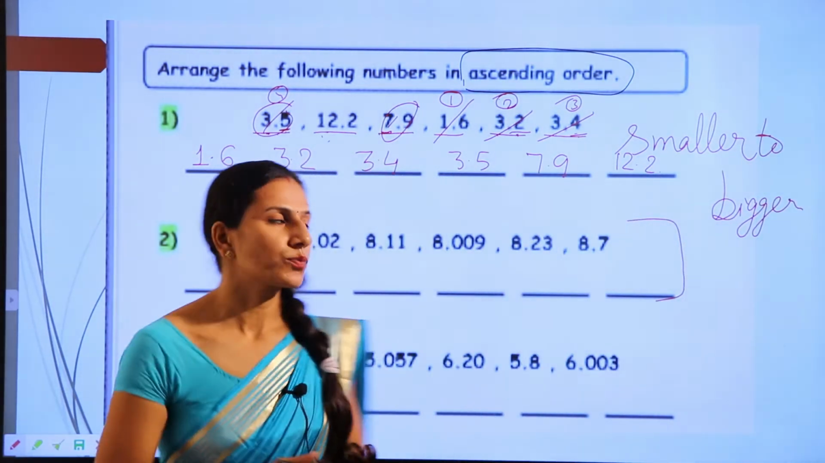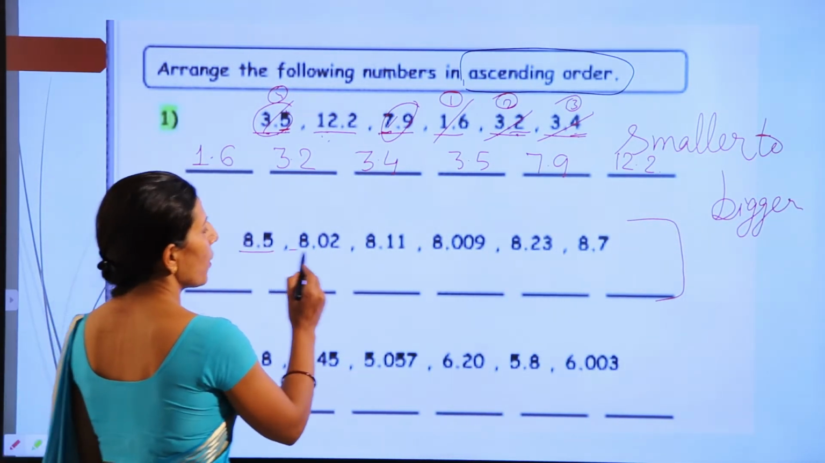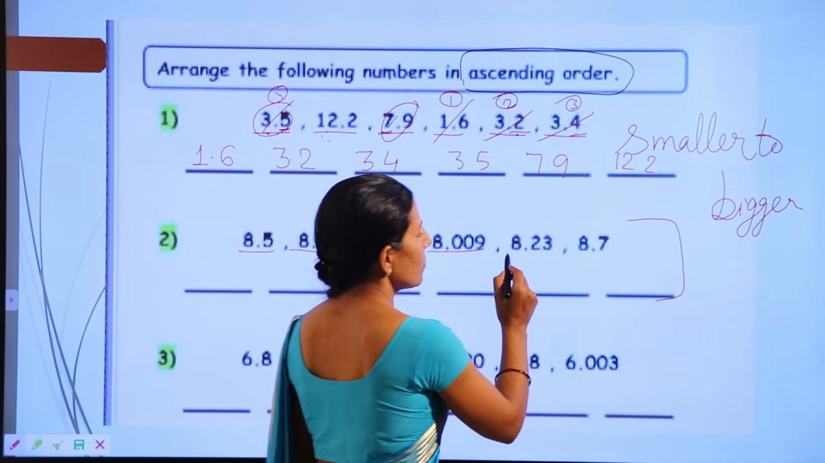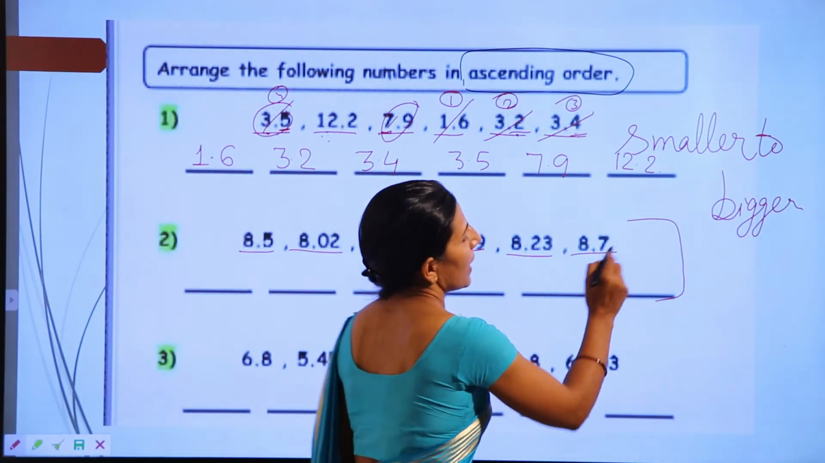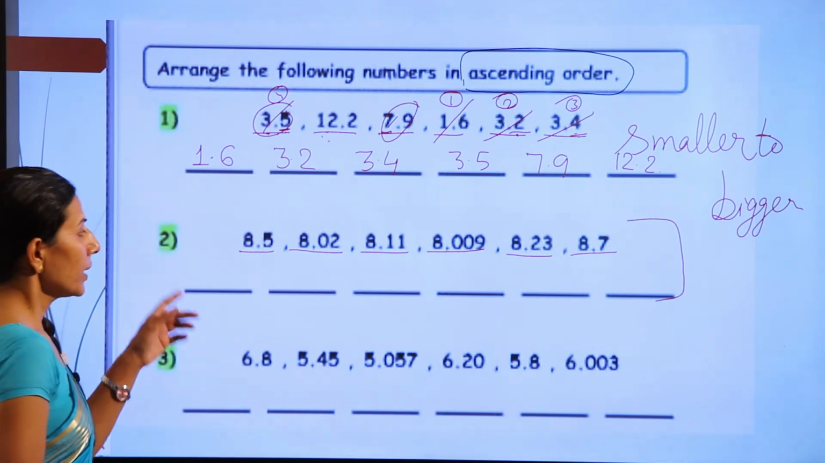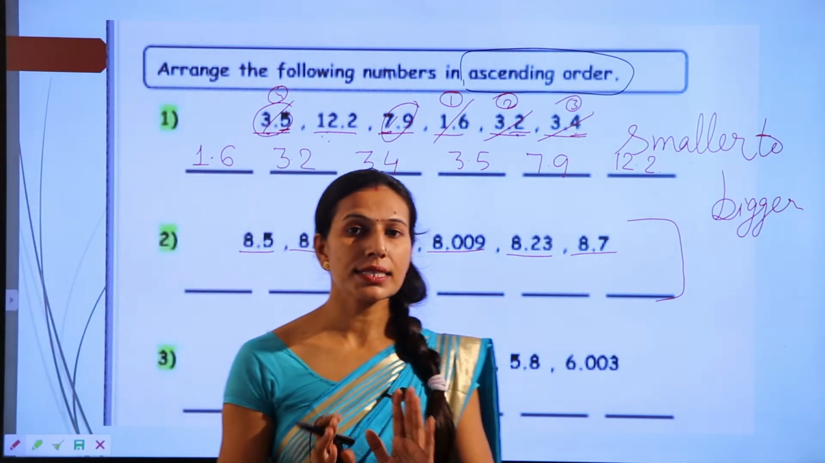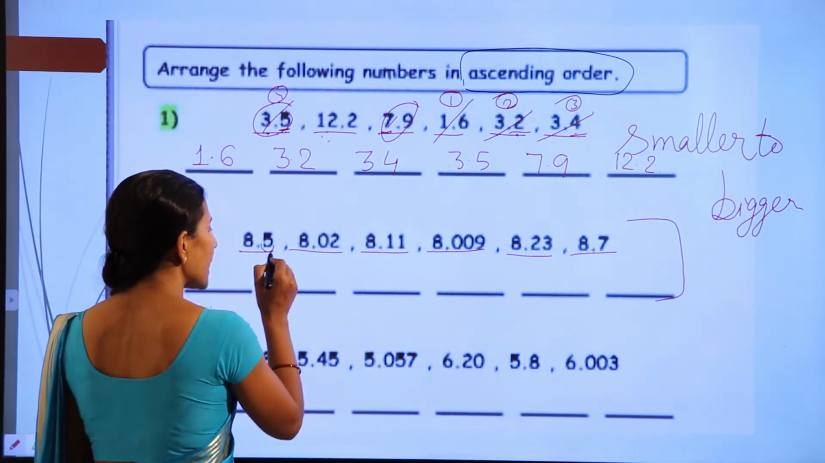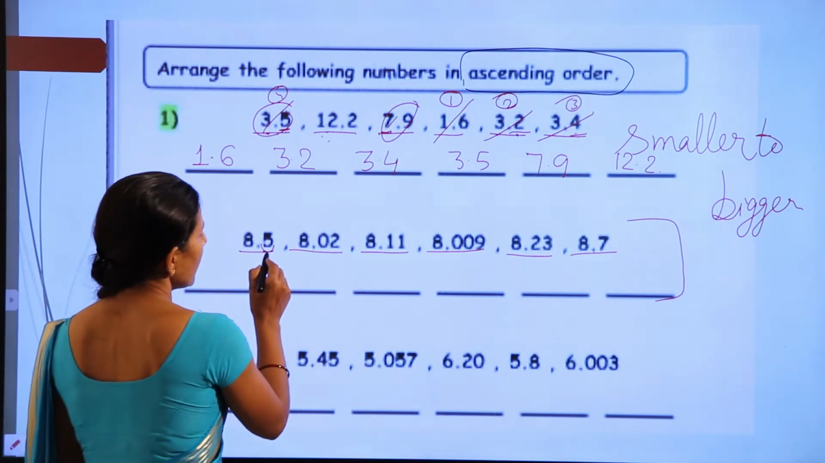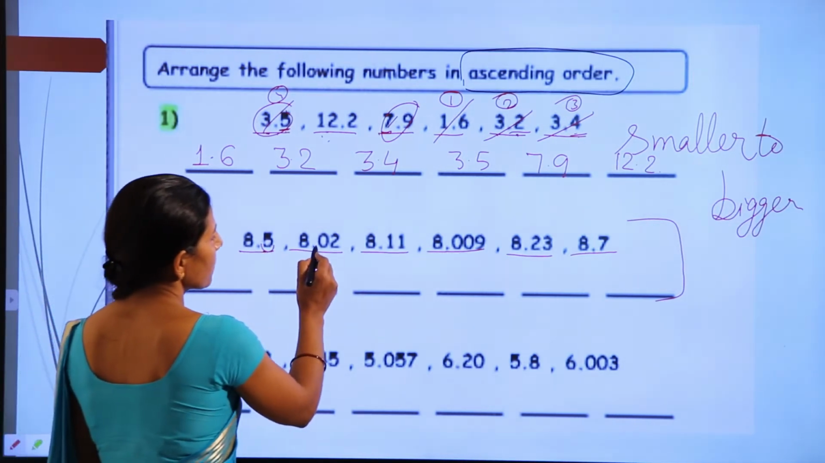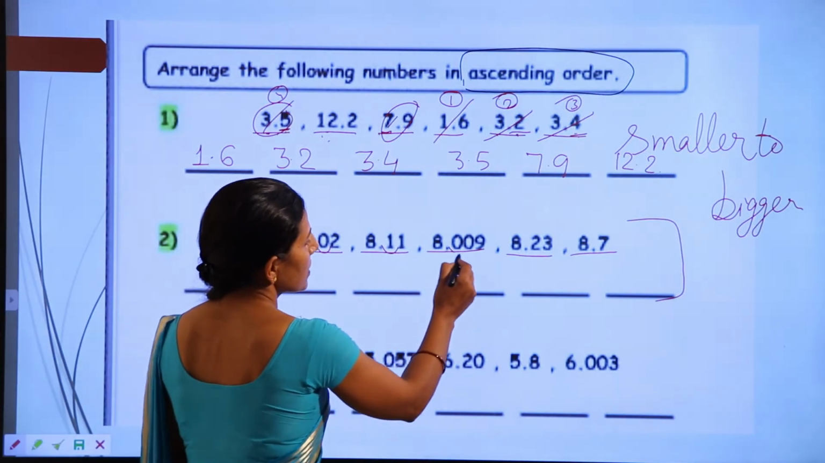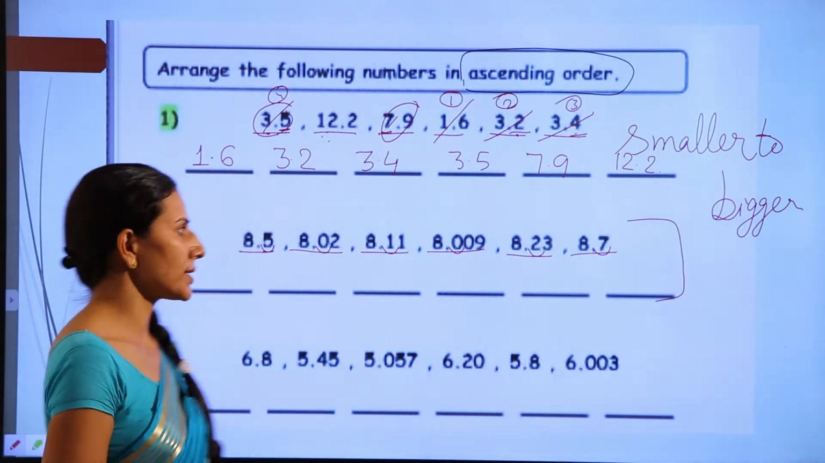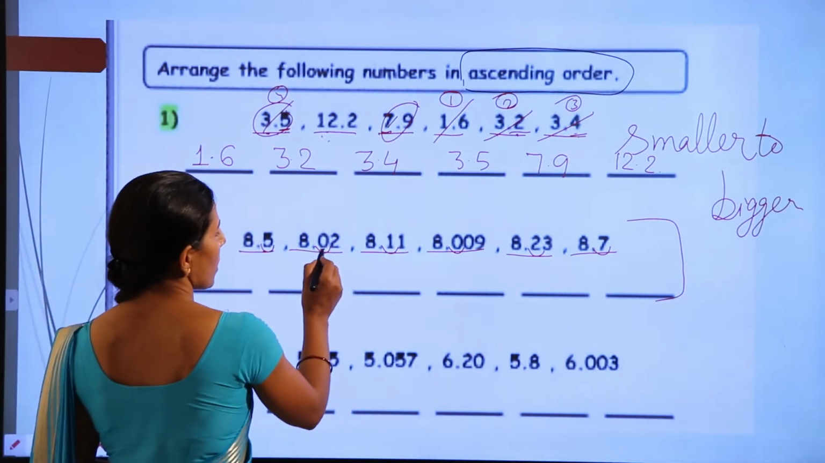See, the numbers are 8.5, 8.02, 8.11, 8.009, 8.23 and 8.7. Okay, if we see, all the whole numbers are the same here, so what we have to do? We will compare by the tens place, right? So here we have 5 on the tens place, 0, 1, 0, 2 and 7. So which one is the smallest? Right, 0 is smallest here, right?